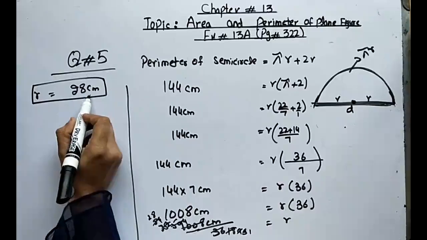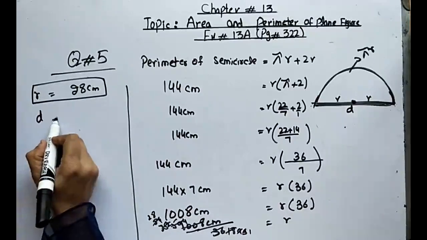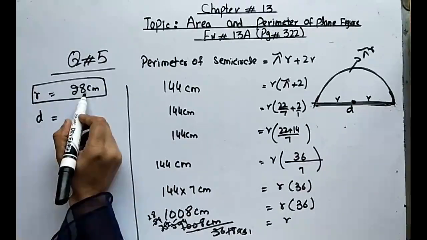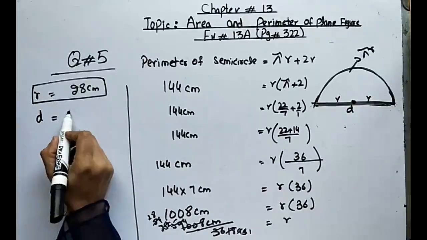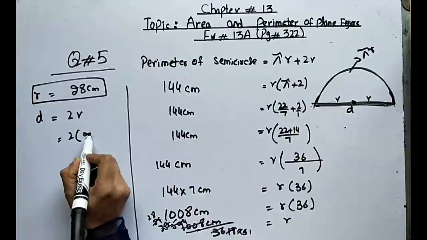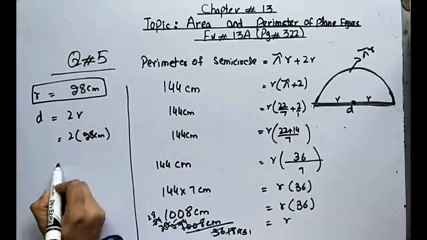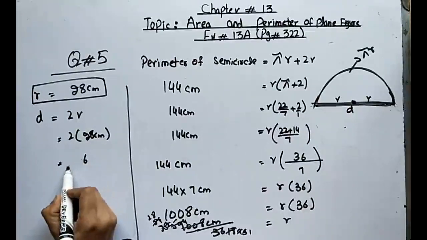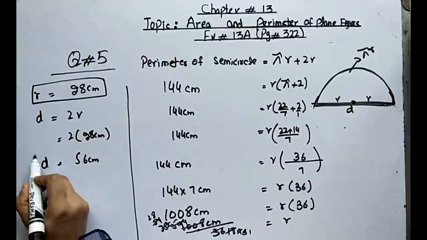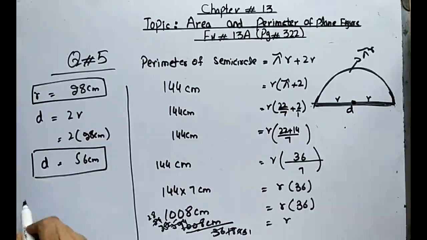When r is equal to 28 centimeter, then what will be the diameter? The formula of D is equal to 2r. It means 2 will multiply with the r value. So 2 8s are 16, 2 2s are 4, and 56 centimeter. It means D is equal to 56 centimeter. And in the last line they are saying to convert your answer into meter.